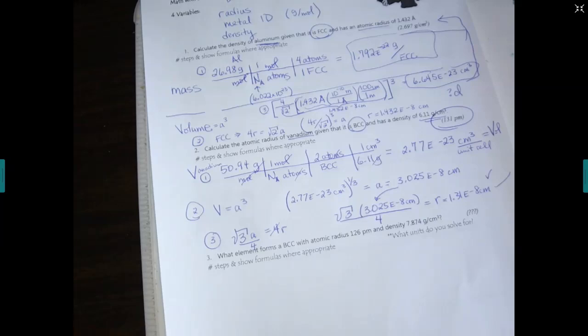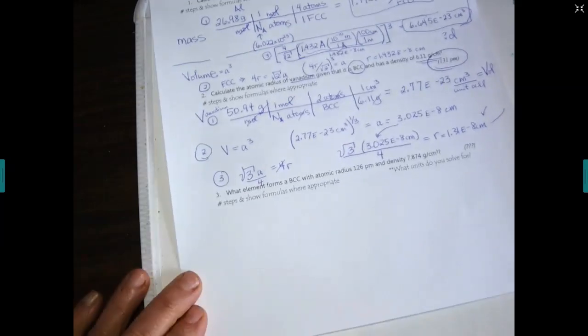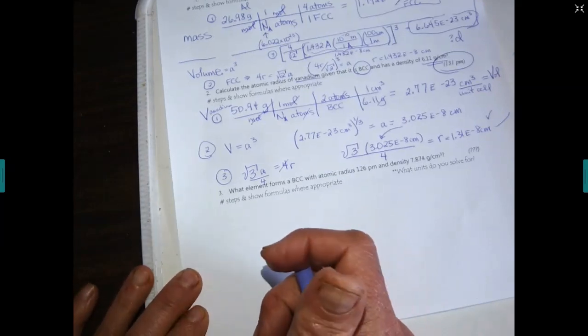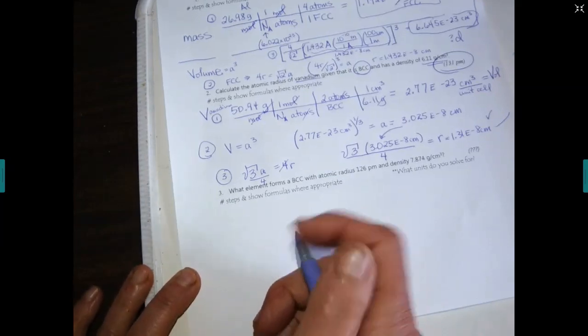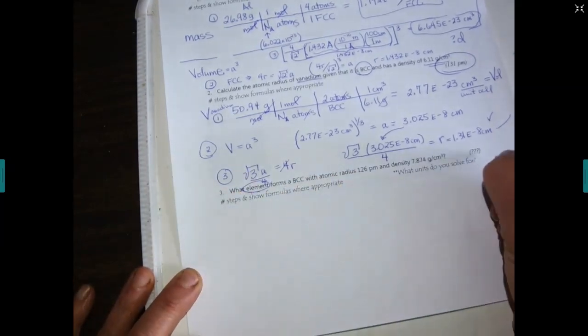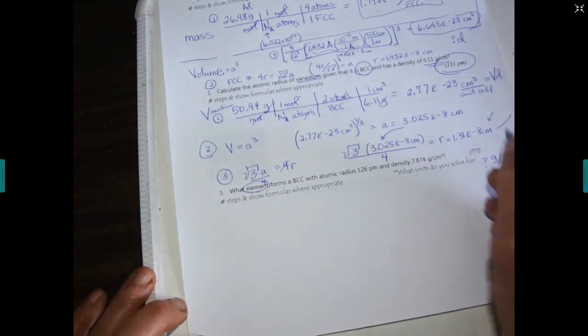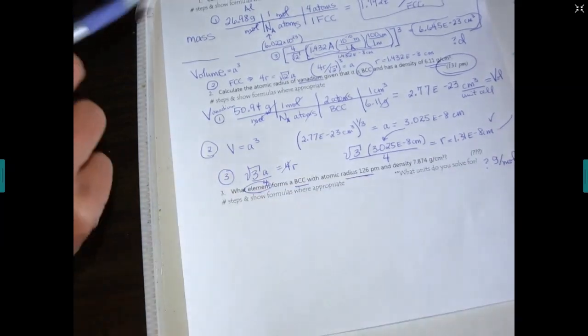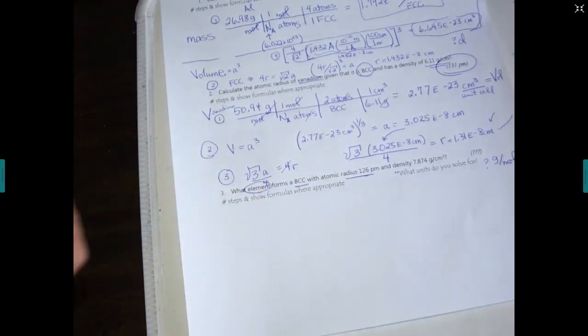All right, one more, oh, and one more page. And, oh, we're in great shape. All right. So this one we're solving for what element? And that means the units we're solving for is grams per mole. That is what the question wants us to find. So we know it's BCC and we know the radius. So I did state if you know the element, start there. But we don't know the element.